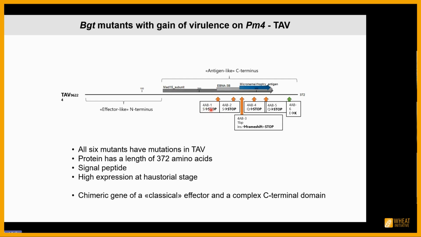And the mutants that Zoe identified are indicated here. These are mostly stop codon mutations, a frame shift, and only 1 amino acid change. And this protein is much longer than the usual effectors, but it has a signal peptide. It's highly expressed. So it's a new type of chimeric avirulence protein, which is recognized by PM4. So again, something novel from the pathogen side.